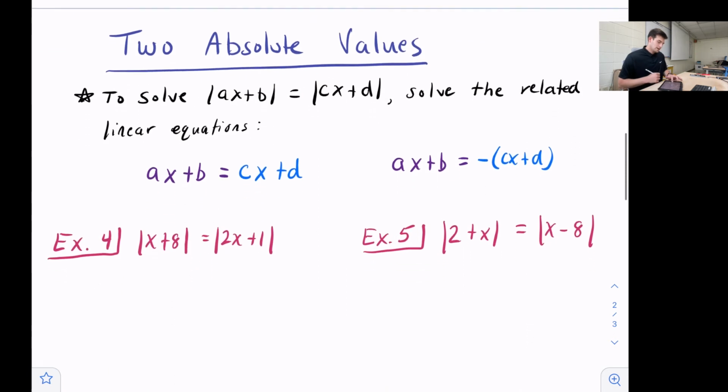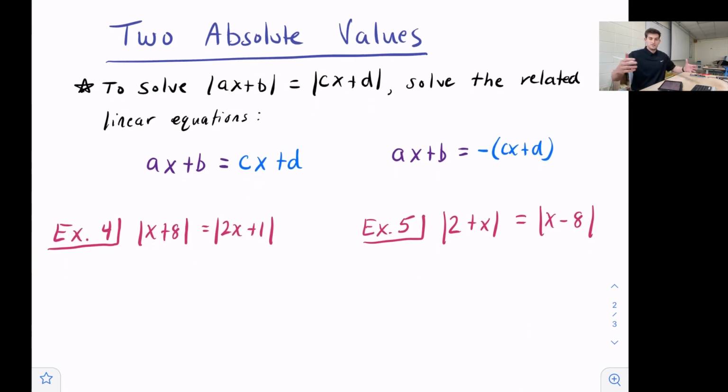All right, now we could have absolute values on both sides of the equation. Once again, two related linear equations. And we follow that same principle of keeping the left side the same and making the right side opposite. So we're going to say x plus 8 equals 2x plus 1, or x plus 8 could be the opposite of 2x plus 1.